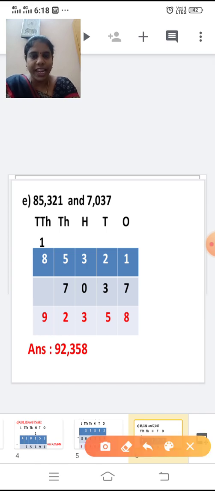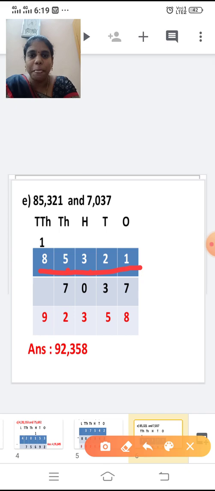We are going to add 85,321 and 7,037. Shall we add these two numbers? First write the numbers in their exact places. So 85,321, first take the first number. 1 in the ones place, 2 in the tens place, 3 in the hundreds place, 5 in the thousands place, and 8 in the 10,000 place.